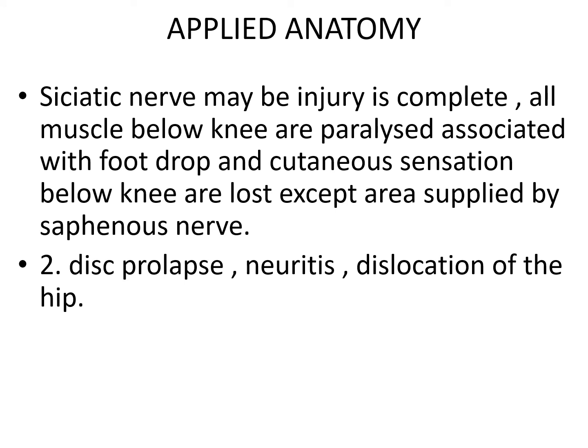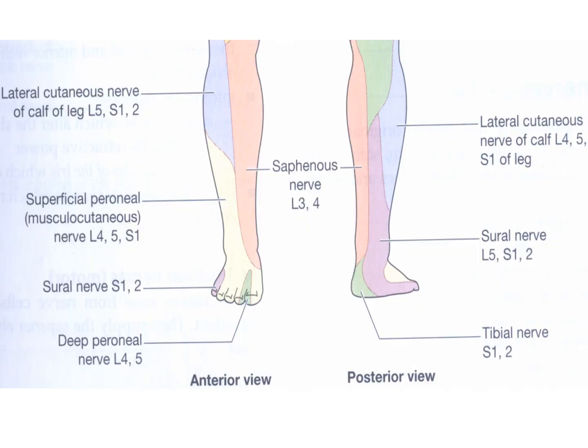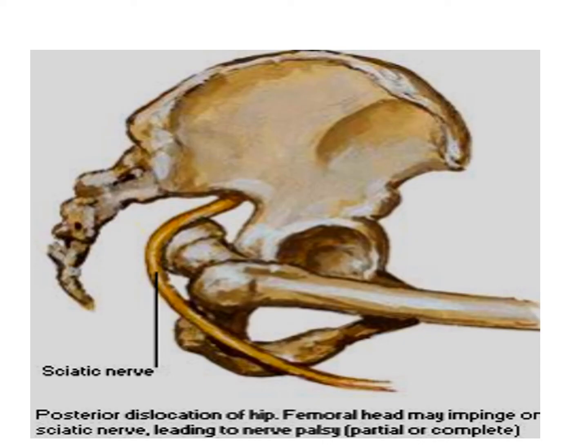All the muscles below the knee are paralyzed, associated with foot drop, and cutaneous sensation below the knee is lost except for areas supplied by the saphenous nerve. Causes include disc prolapse, neuritis, and dislocation of the hip joint. These are the applied anatomy of the sciatic nerve. Maximum chances of damage to the sciatic nerve are with hip joint dislocation.